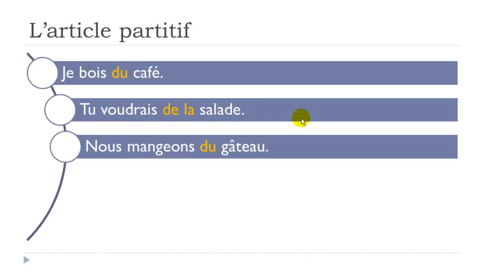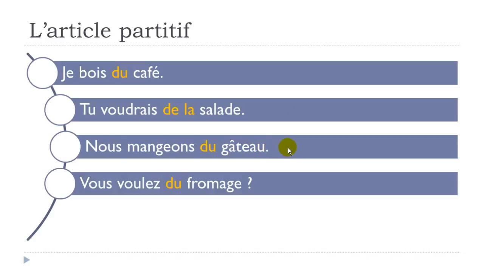All right. Let's see another example here. Nous mangeons, so manger is to eat, and that's the form for nous. Nous mangeons du gâteau. Gâteau is cake, and it's masculine, so du gâteau. We eat some cake. Vous voulez, so vouloir again, to want, but here it's the present form. Do you want? Vous voulez du fromage, cheese, du fromage, so some cheese. And it's a question. Vous voulez du fromage?